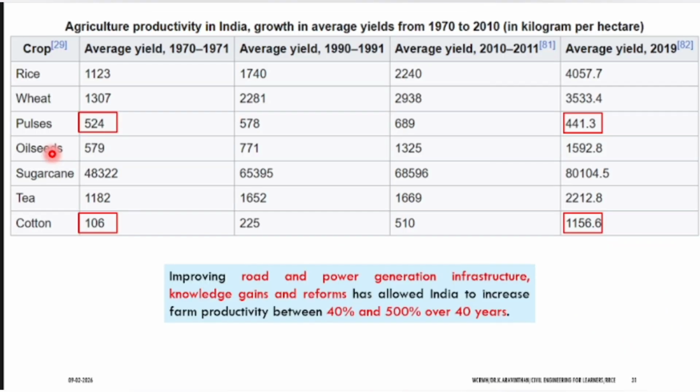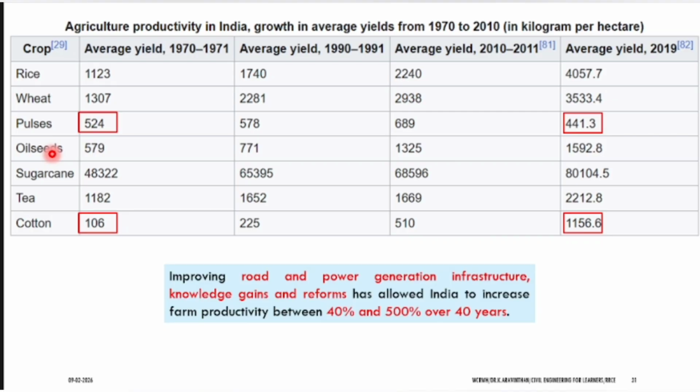Next thing. This is 1970. This column, you see, this is 2019. Sir, we think that agriculture keeps on depleting in India. No, that is not the fact. These statistics show that in 1970 we were at this place. In 2019 we are in a well developed place.